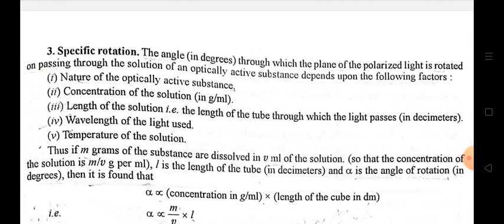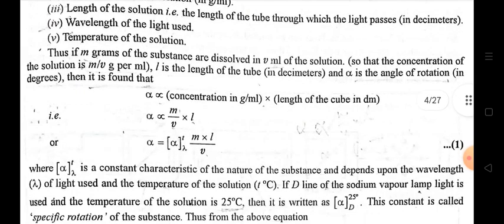Thus, if m gram of the substance is dissolved in V ml of the solution, so that the concentration of the solution is m by V gram per ml, L is the length of the tube in decimeter and alpha is the angle of rotation in degrees, then it is found that alpha is directly proportional to concentration in gram per ml into length of the tube in decimeter. Alpha is directly proportional to m by V into L, or alpha is equal to alpha T lambda m into L divided by V.